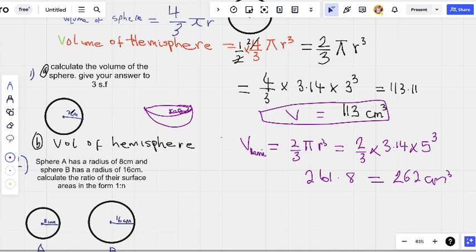So if we calculate for this, we will get a smaller answer. Just divide this answer by 2. If I want the hemisphere for this one, I will just divide this answer by 2. You get 56.5. So the volume of this hemisphere will be the volume of the sphere divided by 2. So when you do that, 113 divided by 2 gives you 56.5 invariably.